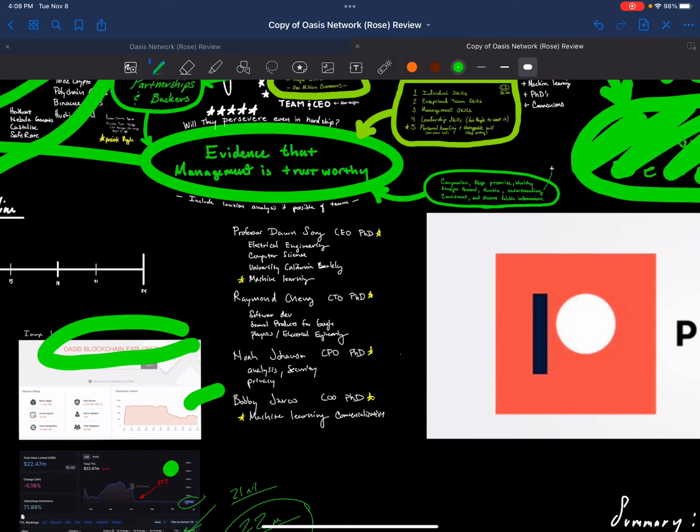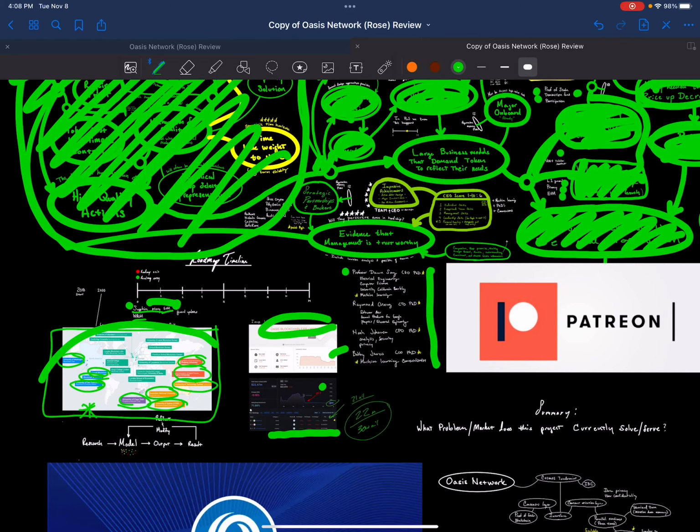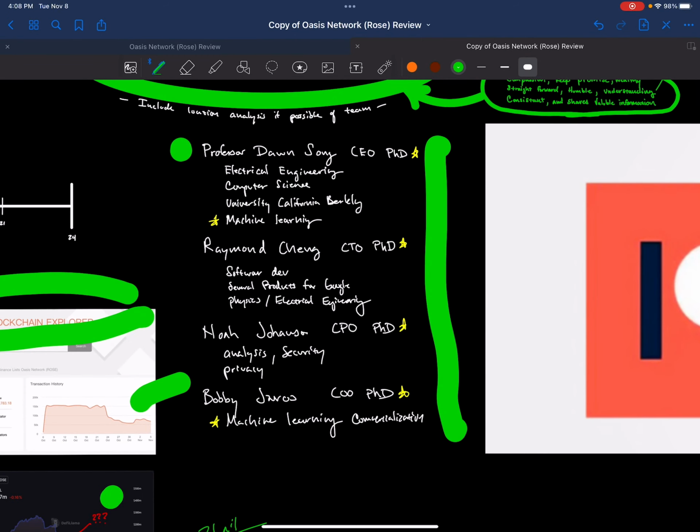Evidence that the management is trustworthy. You have Professor Dawn Song, who is the CEO. Now, you'll notice the team has a lot of PhDs. It's one of the biggest strengths of this. This is a PhD project. It is an academic project. It's spread amongst all those universities right here. So that is one of the strengths of this project.